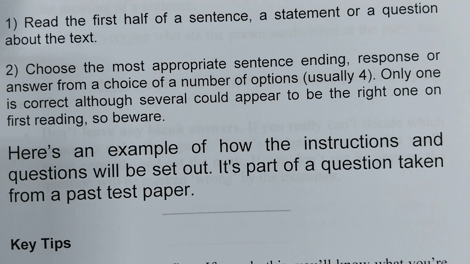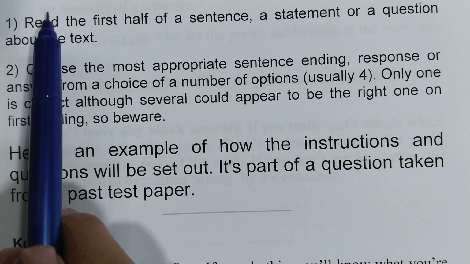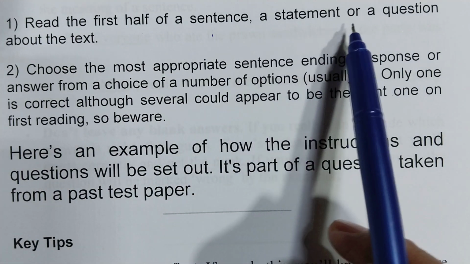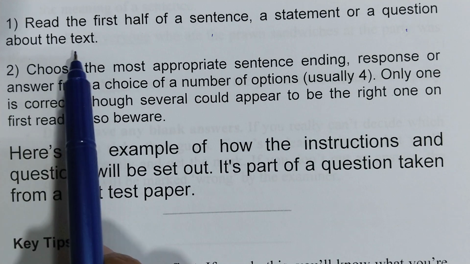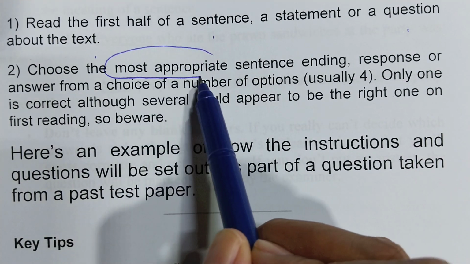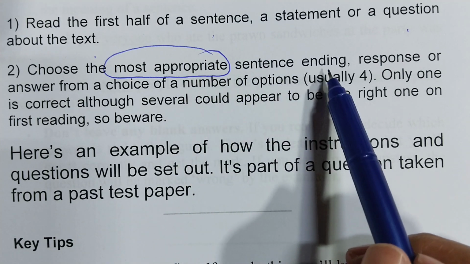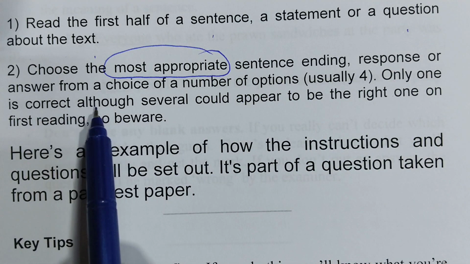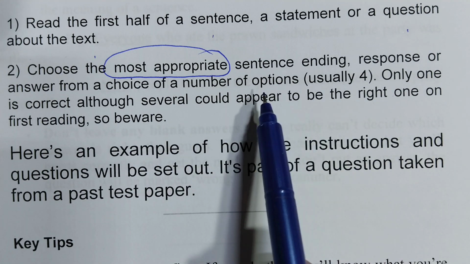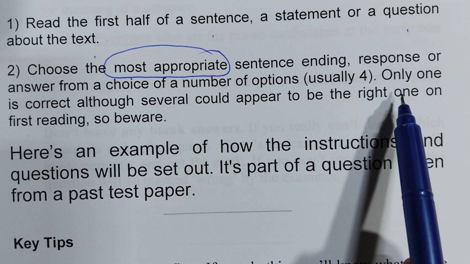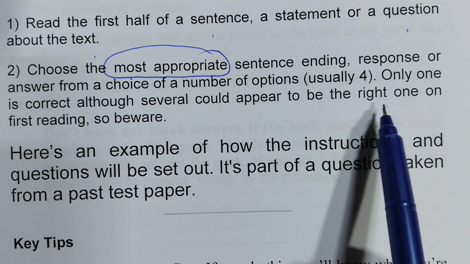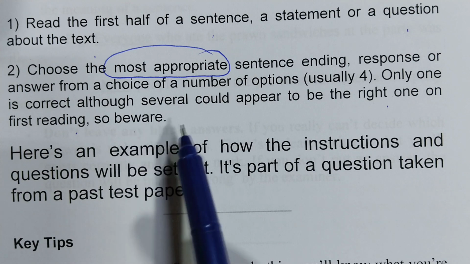Okay, how can you solve this type of question? The task: you will be asked to read the first half of a sentence, a statement or a question about the text. Choose the most appropriate sentence ending or response from a choice of a number of options. Usually from four options, you are supposed to choose one option. Only one is correct, although several could appear to be the right one on first reading, so beware.